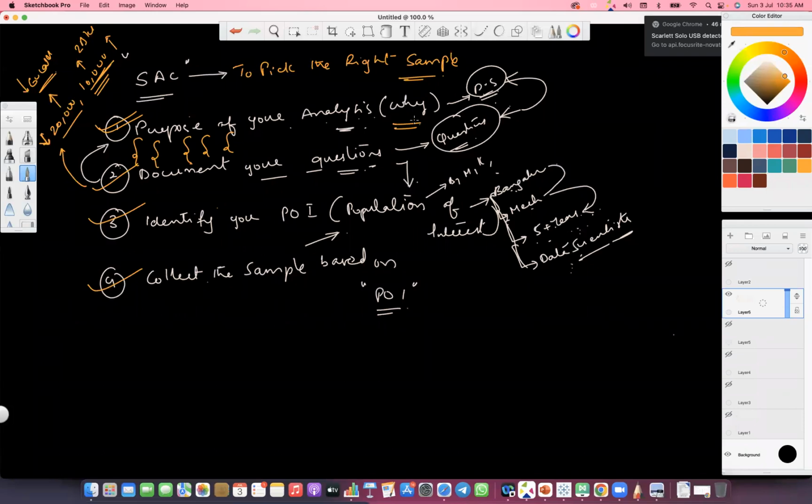So once you got the data, then what do you do? Once you got the right sample, then what do you start doing? Once you got the sample data, what do you do? In a very simple note, you start analyzing it, right?